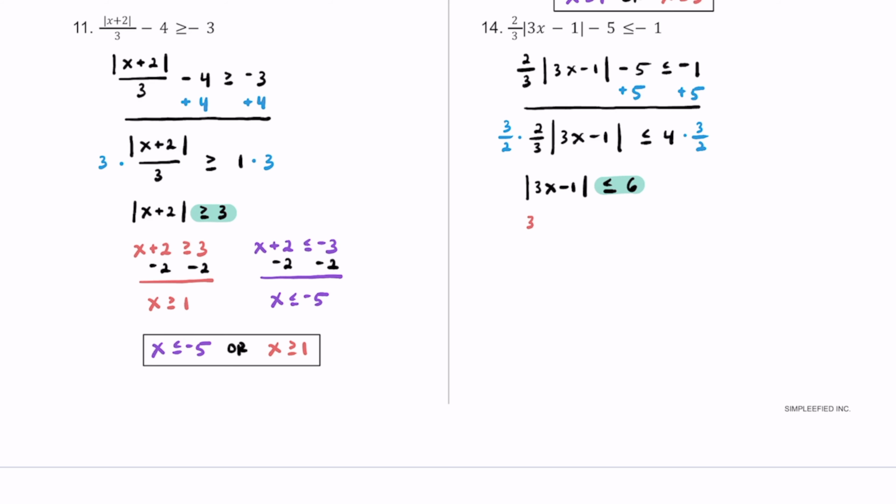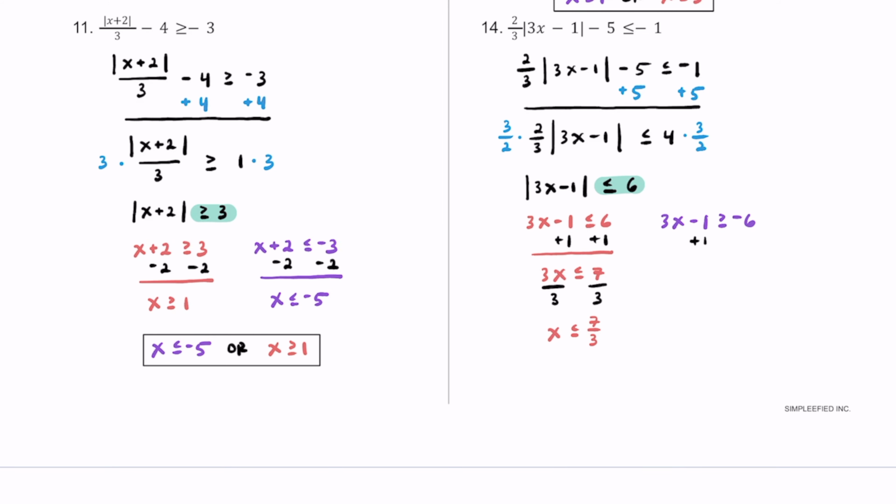So splitting this into two different inequalities, 3x minus 1 is less than or equal to 6. We can also say here that 3x minus 1 is going to be greater than or equal to negative 6. Okay. On the left side here, let's add 1 to both sides. If we do that, we're going to get here 3x is less than or equal to 7. And then to get x alone, we can divide by 3 and divide by 3. We're going to see here that x is going to be less than or equal to 7/3.